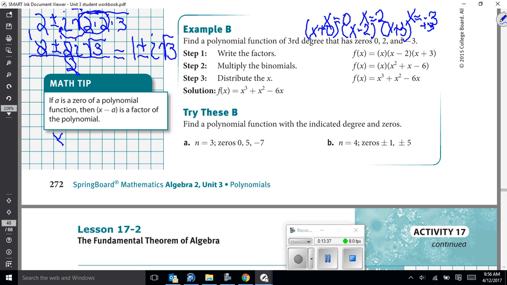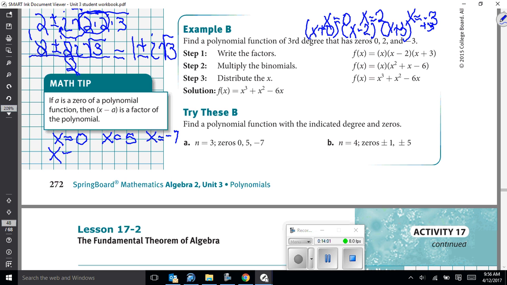So here we know that our x-intercepts are 0, 5, and -7. It's not that bad. A lot of you complain that this is hard, but you're not putting forth a whole lot of effort to work on it. And then it'll be times x plus 5.